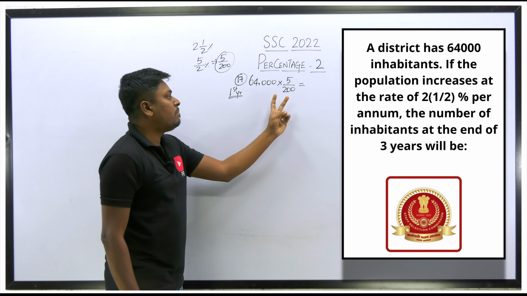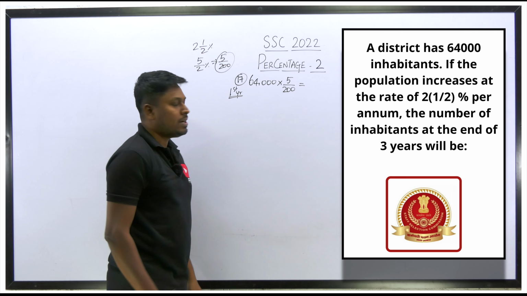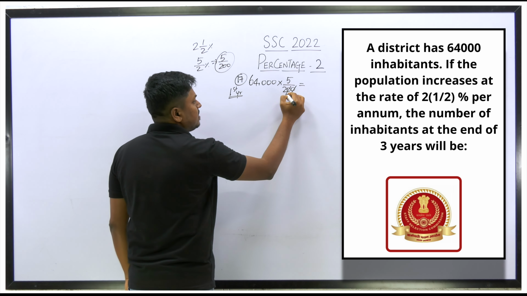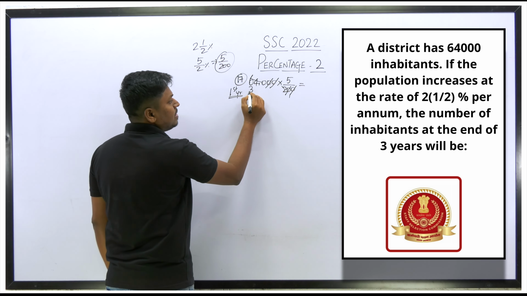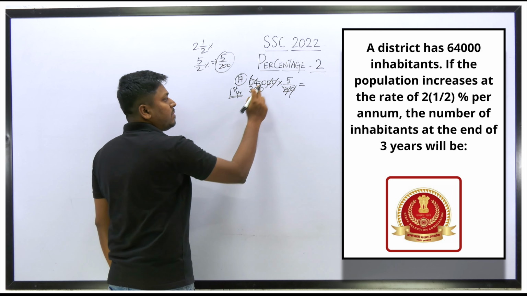So the first year, the population increase will be 5/200. First let me find the answer. We can cancel the zeros here. So cancel one time, this will be 32. That is 320. So 320 into 5.